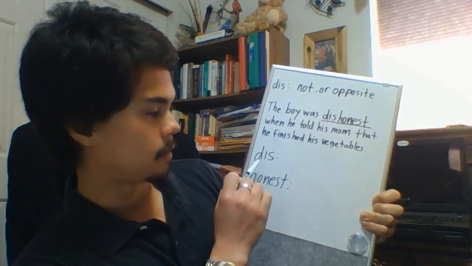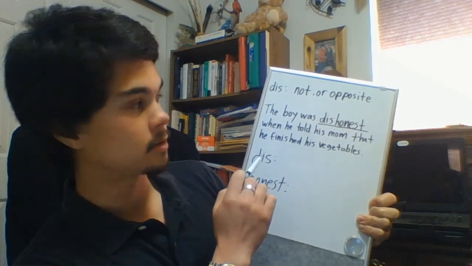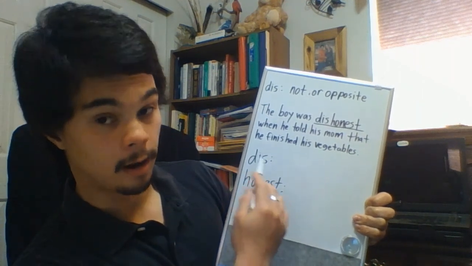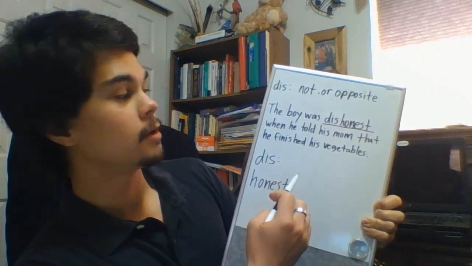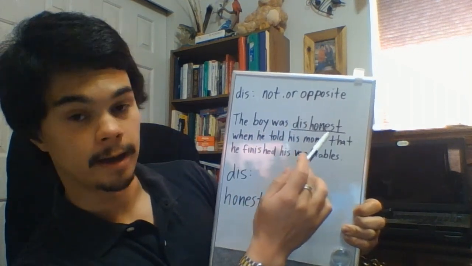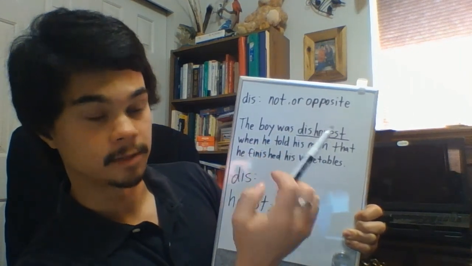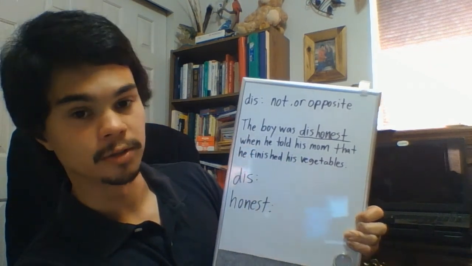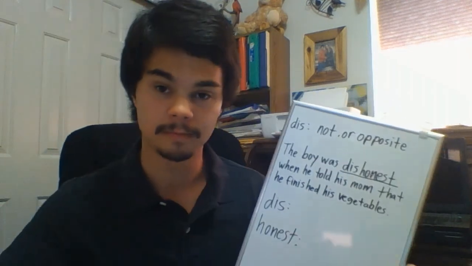So if we put those together, dishonest, that would mean not telling the truth or the opposite of telling the truth. So in other words, dishonest means lie or to not tell the truth. So the boy was lying or not telling the truth when he told his mom he ate all his vegetables.